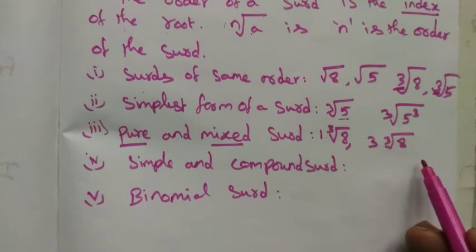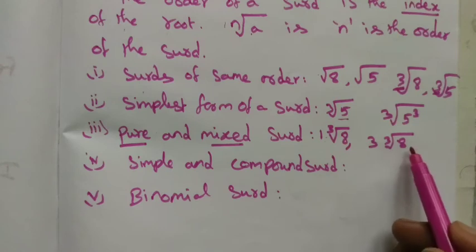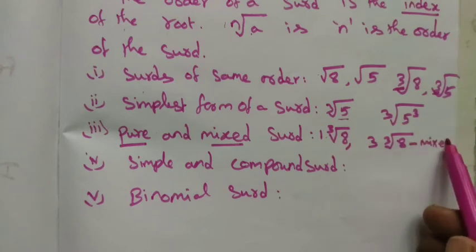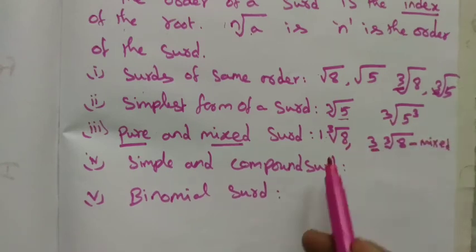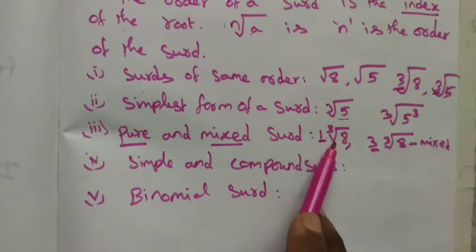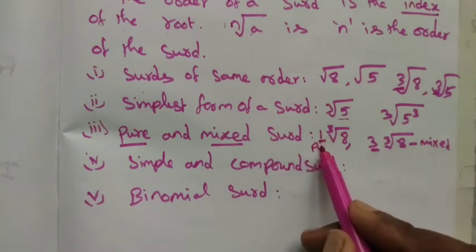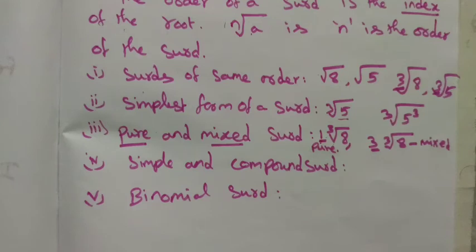Surds like this we call mixed surds. This is called a mixed surd. The coefficient is more than 1. Here the coefficient of this surd is 1, so it is a pure surd. We call this a pure surd.